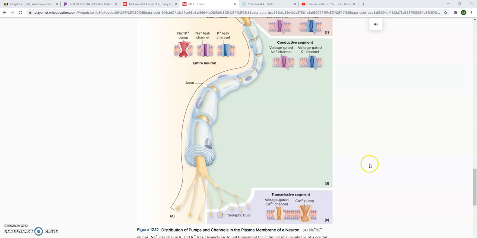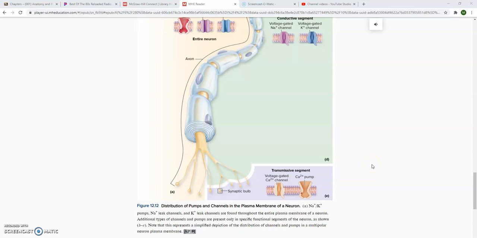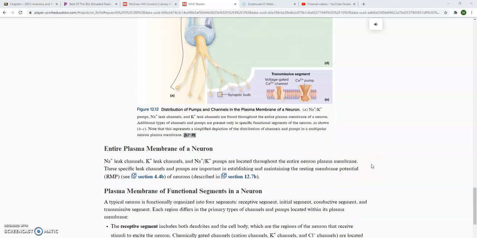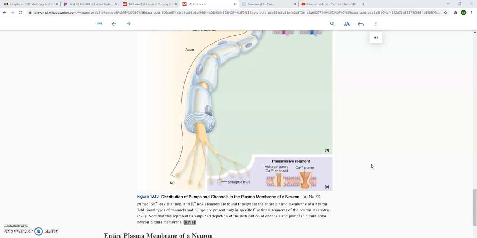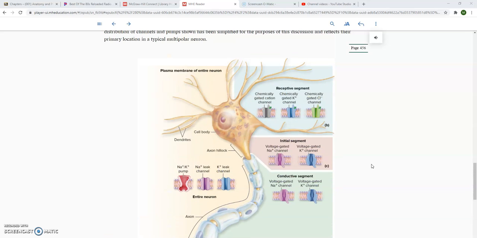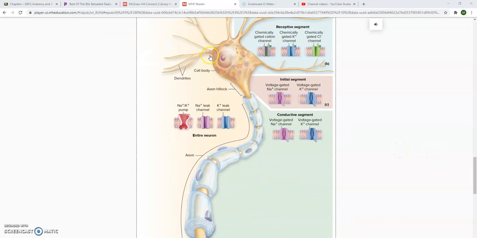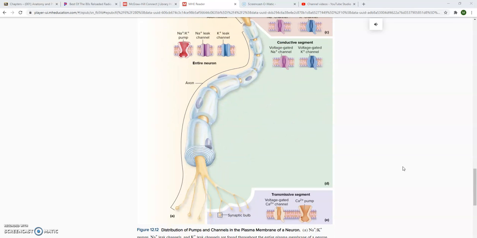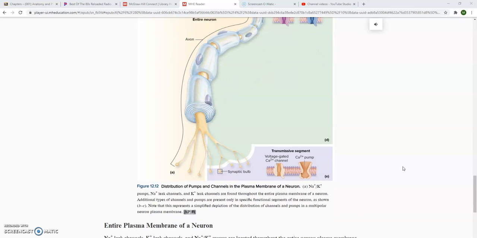All right, so again, this is a little bit of anatomy that you should spend some time learning before you start going into the information about the physiology, because it's these pumps and channels along the neuron that play a role in the neurophysiology of a neuron. They play the big role in it. So it's important to remember what they do and where they're located, so that you can understand the neurophysiology better.